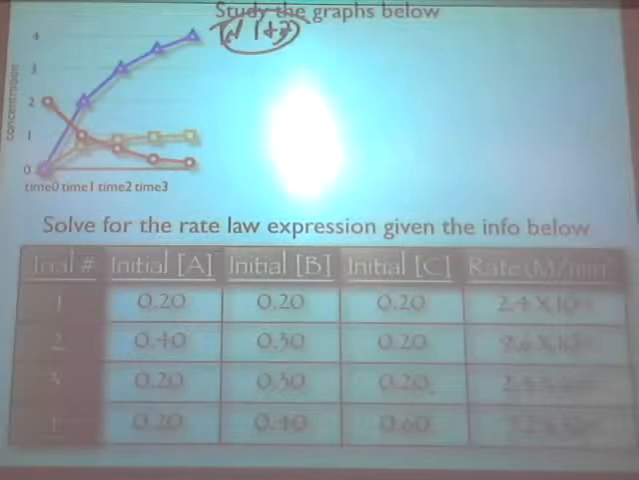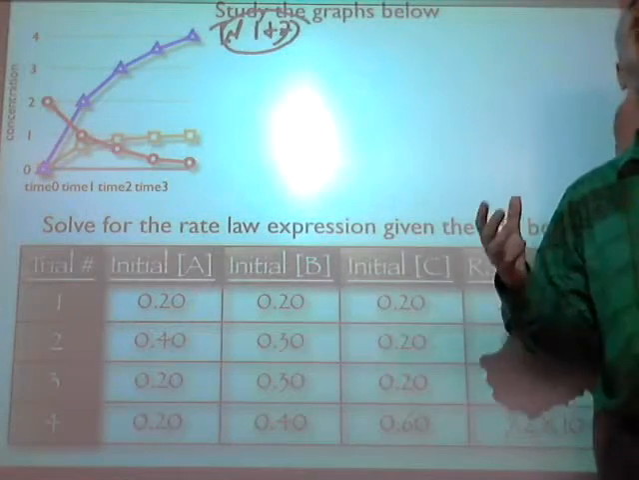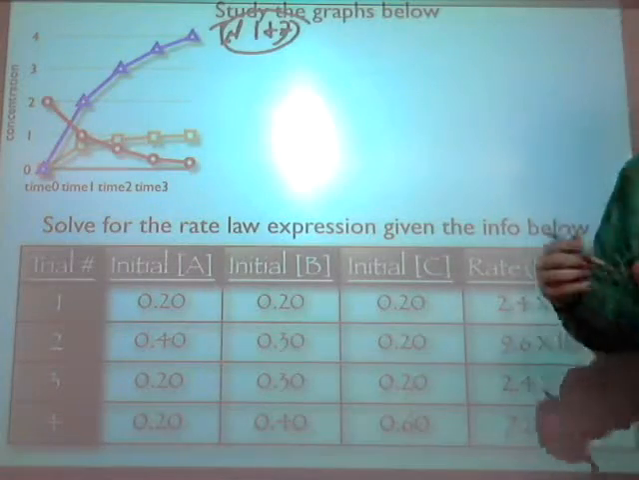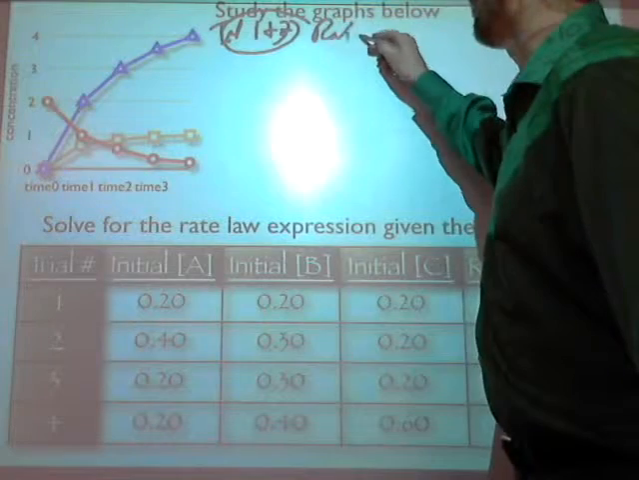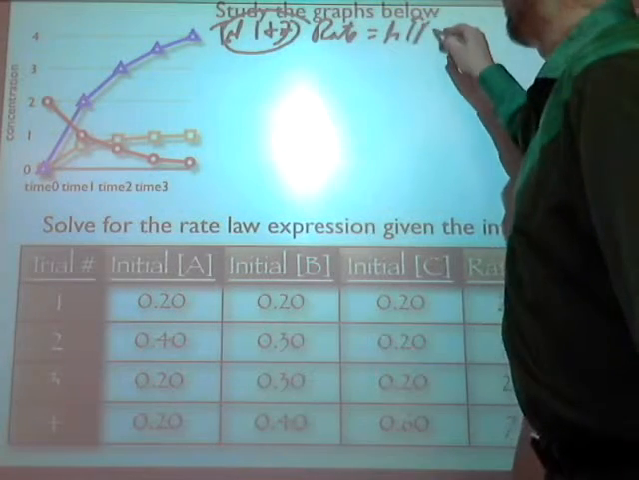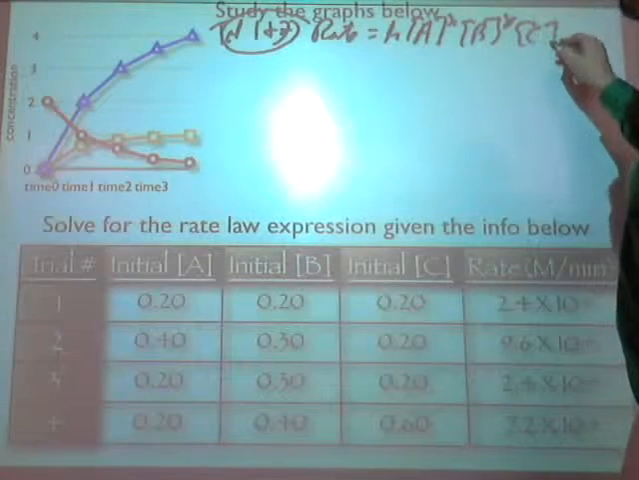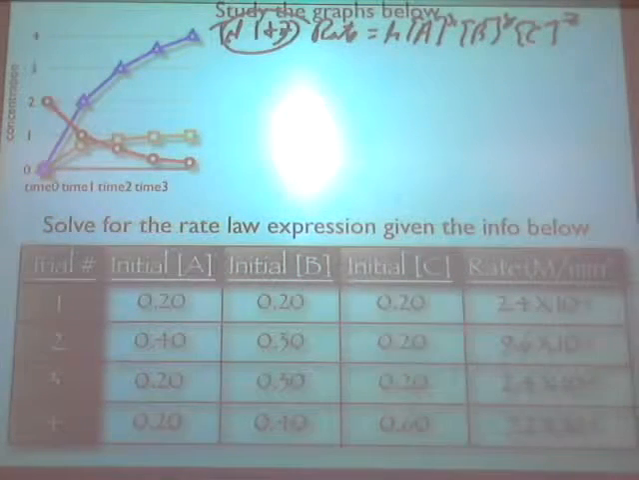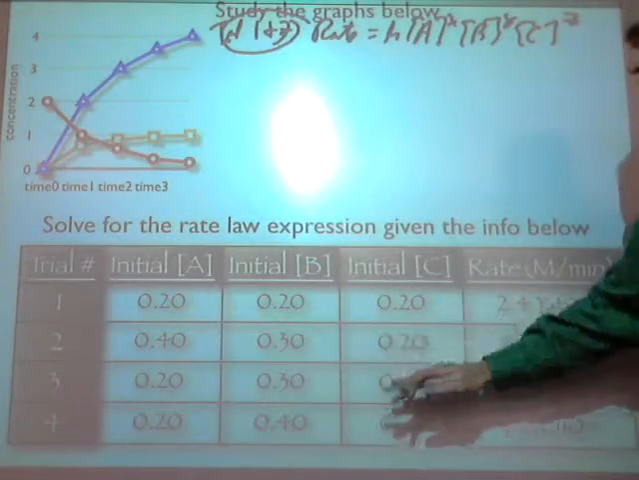This is what you have to show me. In reality, in your head, you could do this. You could do a lot of these in your head. But I want you to write it down. You're taking trials 1 and 3, and you're going to write the rate law expression. Rate equals K, A to the X, B to the Y, C to the Z. You're going to write that down, and you're going to show me your thought process in terms of changing for trials 1 and 3.